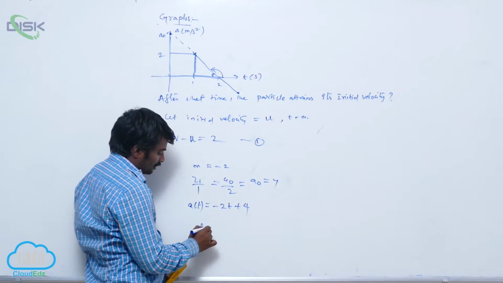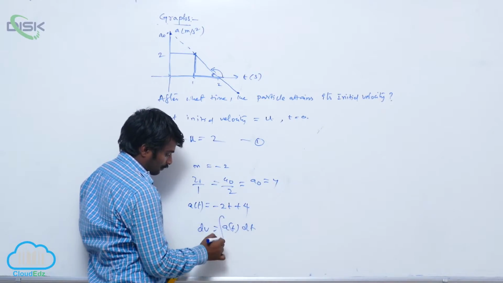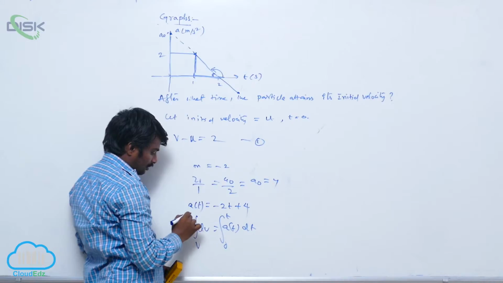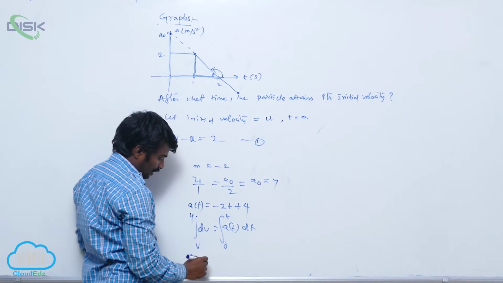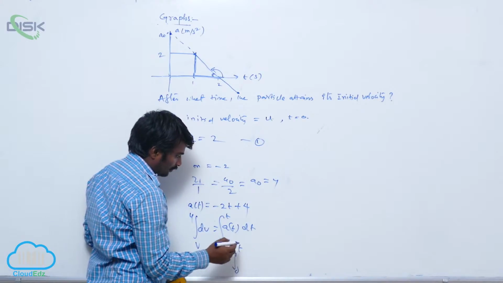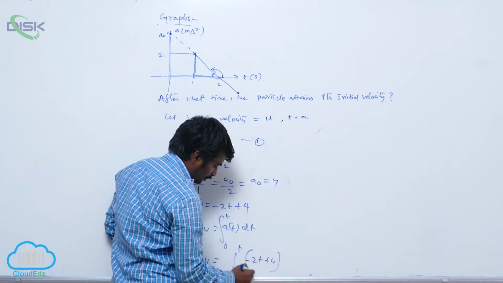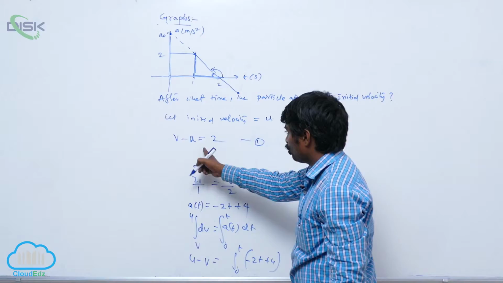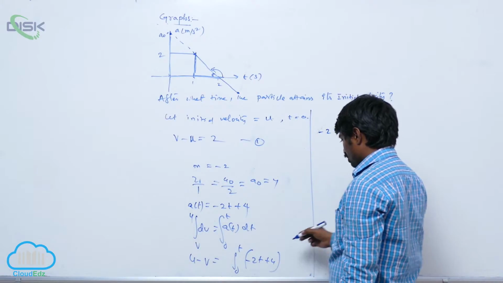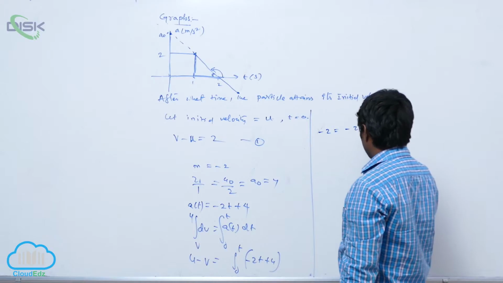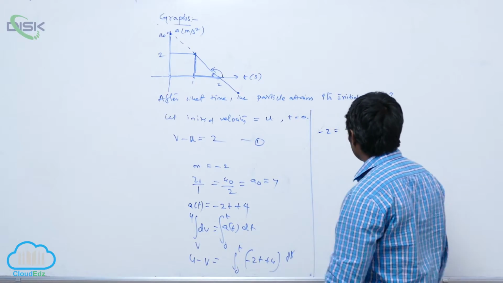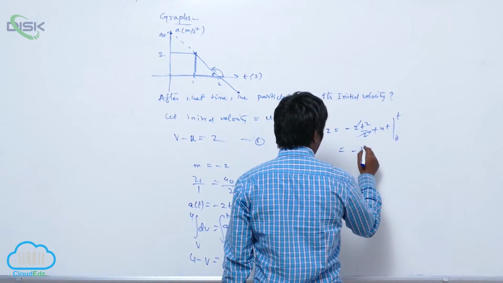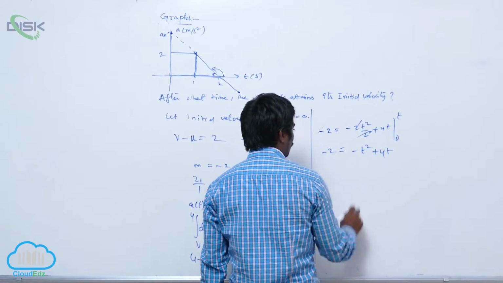Now what do you know? dv is equal to a of t dt from 0 to time t. So that time we have to calculate, but for this journey initial velocity is v, final is u. So u minus v is equal to integral from 0 to t of minus 2t plus 4 dt. v minus u equal to 2, so u minus v equal to minus 2, is equal to minus 2t square by 2 plus 4t. Now 0 to t, so second terms will be 0. Directly I am writing minus t square plus 4t, that is equal to minus 2.